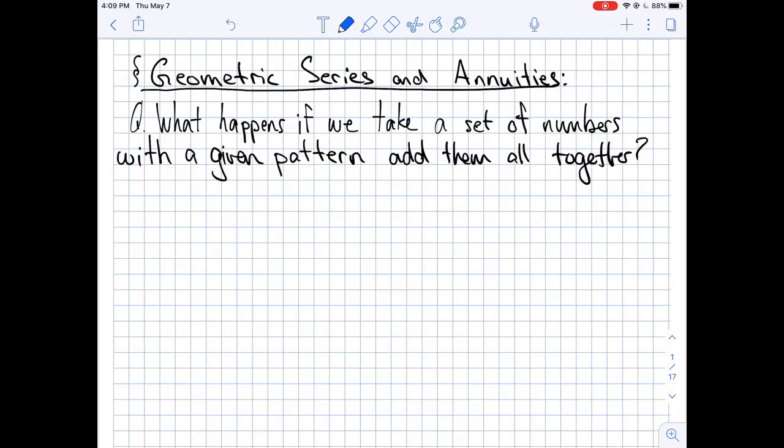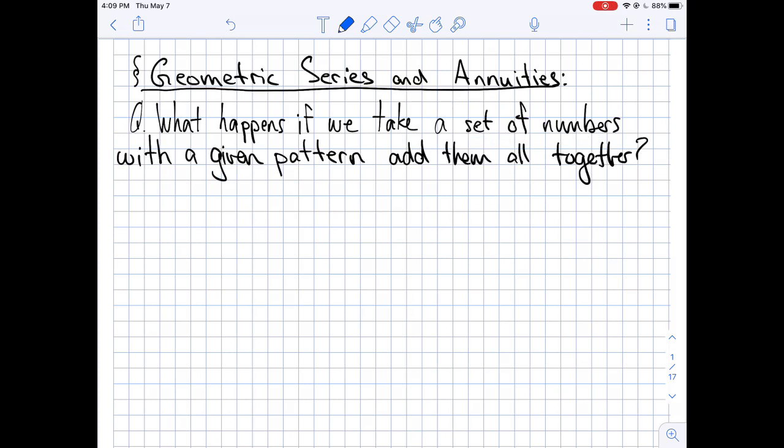So in this video we're looking at two things. First thing we're looking at is geometric series and sort of an introduction to the idea behind a series, and then we're going to see how that relates to annuities. So the question that we start off with is, what happens if we take a set of numbers and the set of numbers has a given pattern, we want to add them all together.